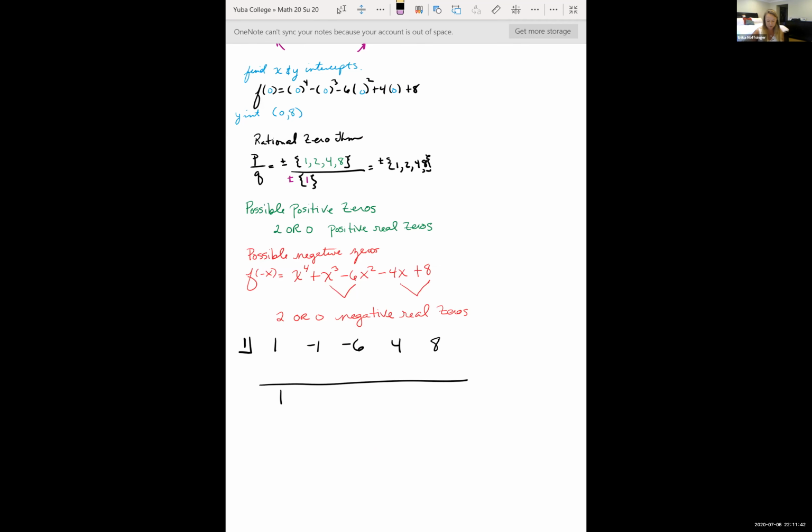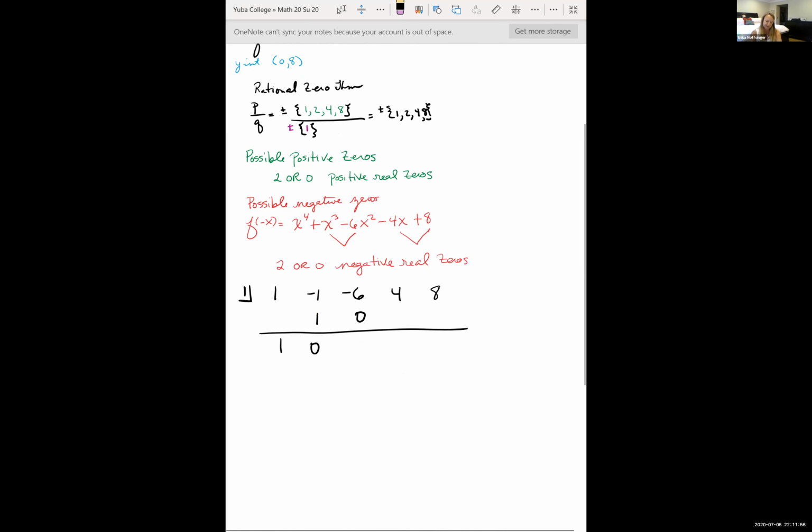Multiply it by the c, so 1 times 1 is 1. Sum that column, negative 1 plus 1 is 0. Multiply that sum by your c, 1 times 0 is 0. Put it underneath the next number. Sum that column, negative 6 plus 0 is negative 6. Multiply that by c, so negative 6 times 1 is negative 6. Sum that column, that's negative 2. 1 times negative 2 is negative 2, and this gives me 6. So x equals 1 is not a 0.